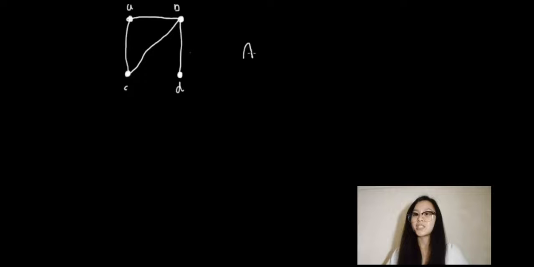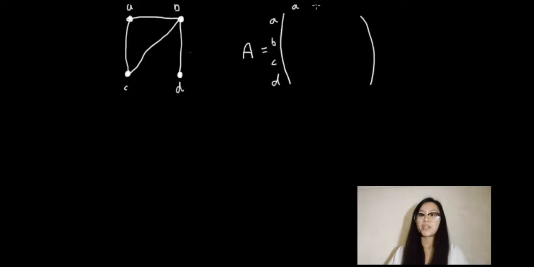The adjacency matrix has the same number of rows and columns as vertices in your graph. So in this case, we have 4 rows and 4 columns. Each row of the adjacency matrix corresponds to one of the vertices, and likewise with the columns. So I'm going to label the rows A, B, C, D, and the columns A, B, C, D as well.